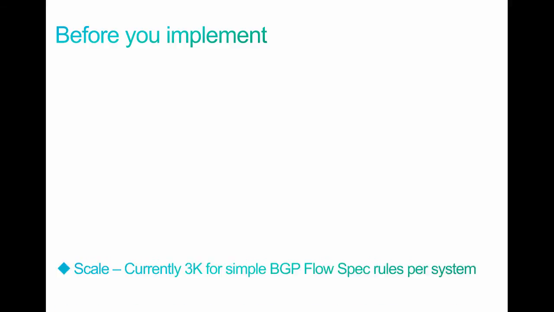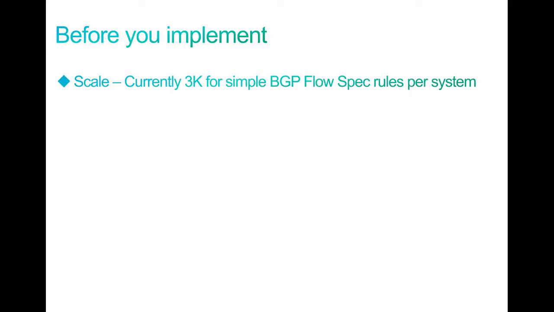So, before you implement, there are certain things you need to keep in mind. The current supported scale is 3000 simple BGP flow spec rules per system. When the flow spec rules are complex, using multi-value ranges for the BGP tuples will consume more TCAM cells and will reduce the overall scale of the system. Also, the scale of other TCAM-based features like ACL, QoS, etc. in the line card will decrease the TCAM space available for BGP flow spec.